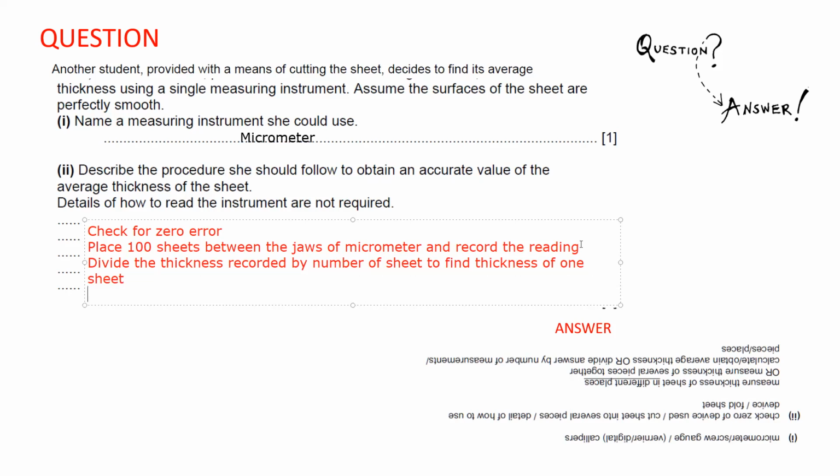Then what else can be done for experimental accuracy? Repeat the procedure from different positions and avoid parallax error.